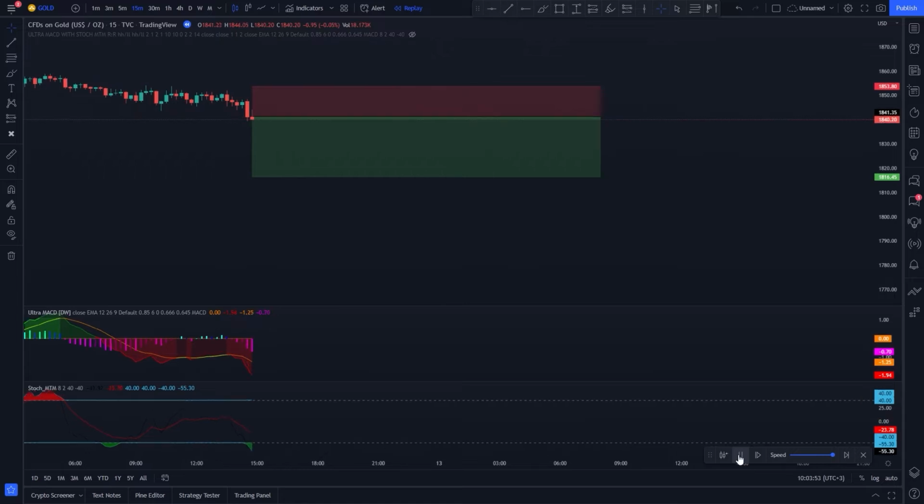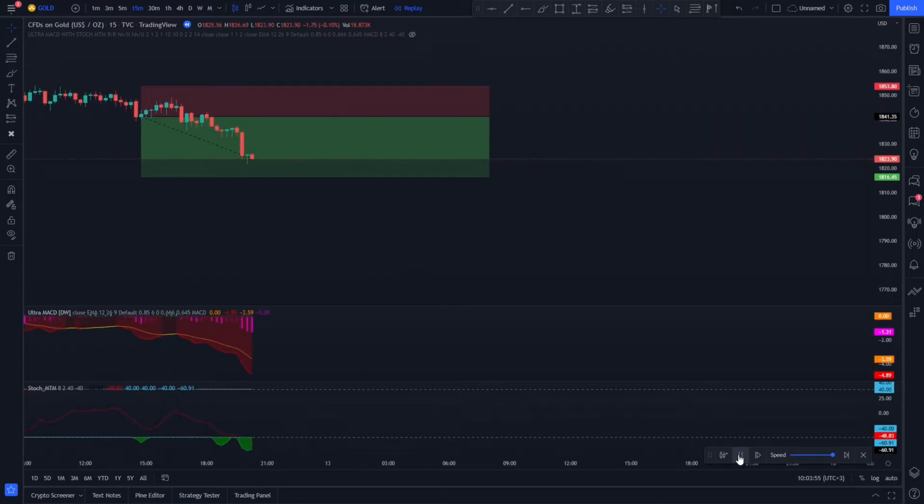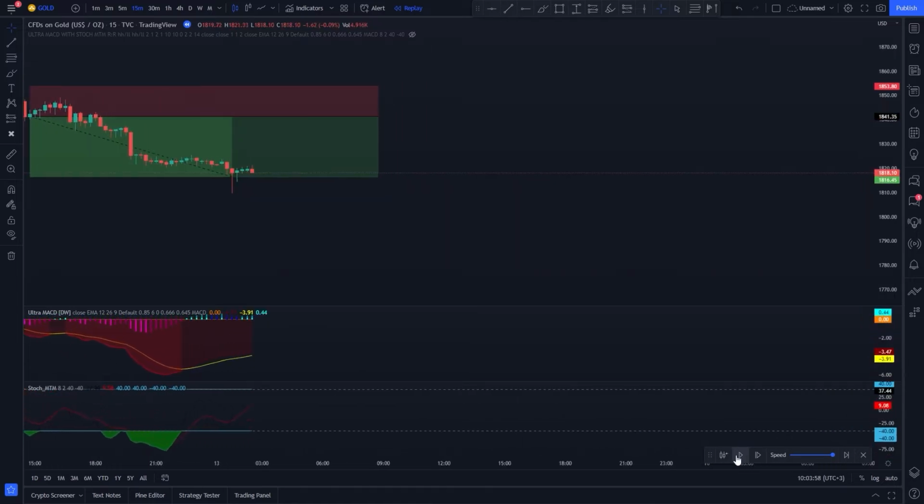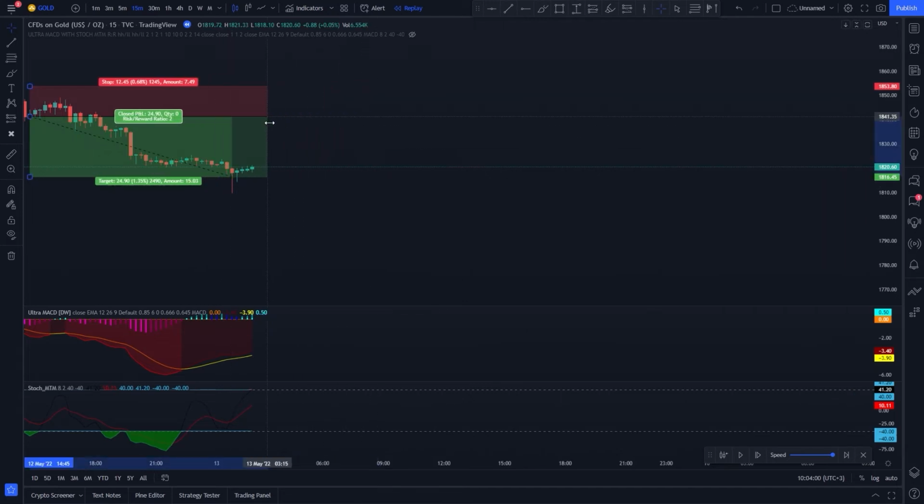Now let's see what happened to our trade. As we can see, it hit the target. Now let's continue and find some more signals.